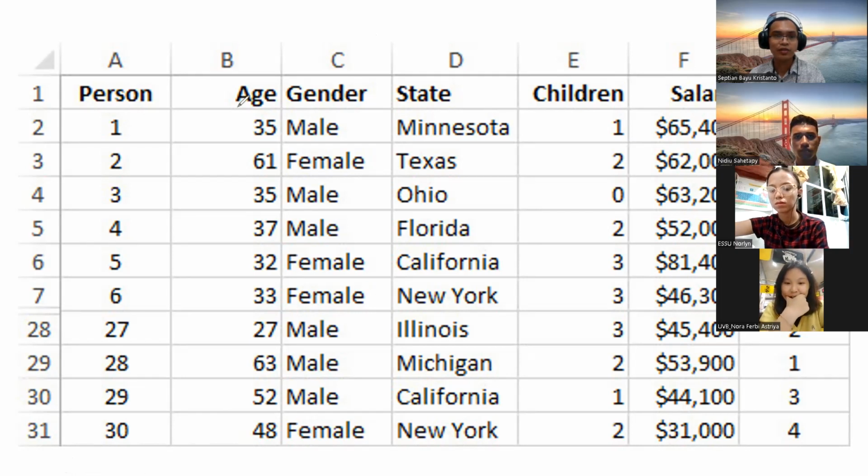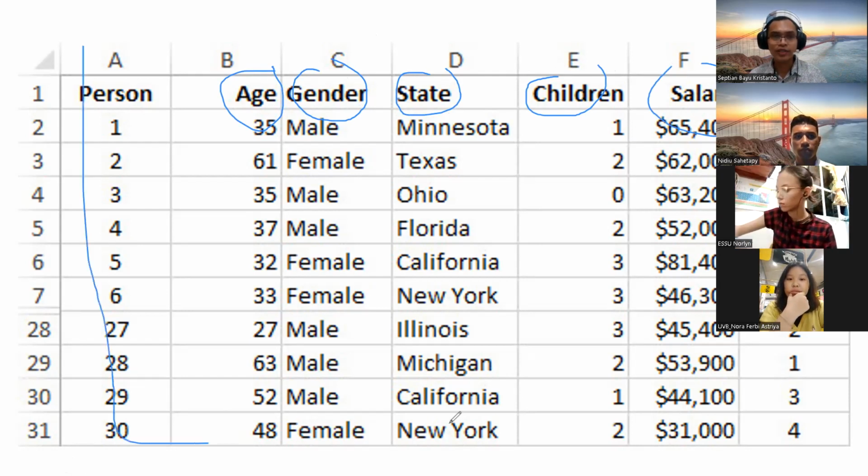We have age. This is the first characteristic. The second characteristic, we have gender and the state, the number of children, and the salary. Okay. These are different characteristics: age, gender, state, children, and salary. We name them variables because they have different characteristics.